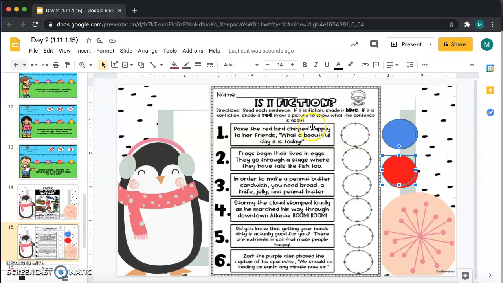Again, you're going to decide after you read those sentences if it is fiction, not true, or nonfiction, true. Fiction would be in blue, nonfiction would be in red.